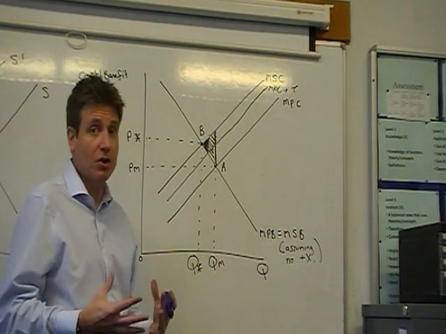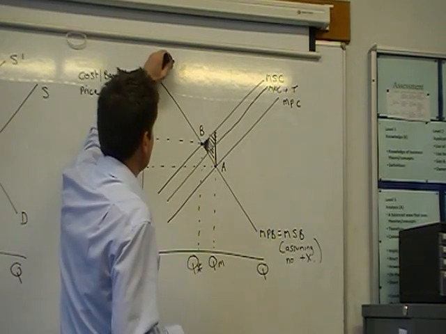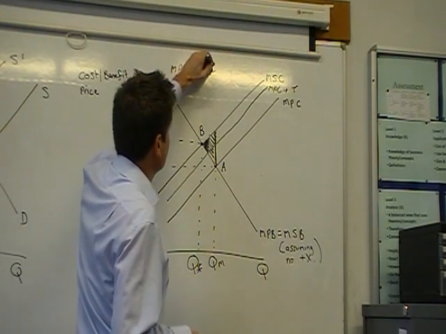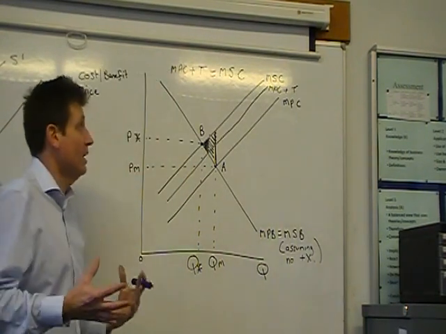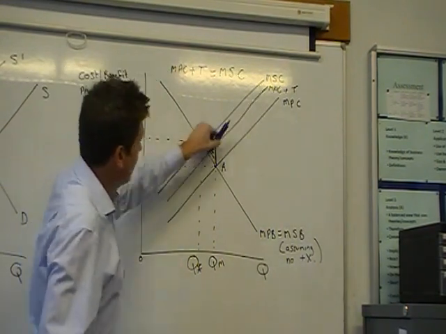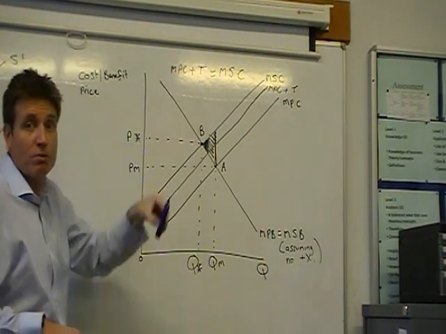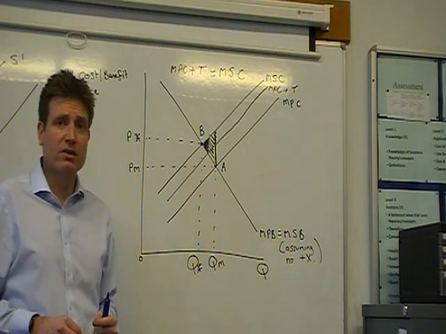To fully internalise it, what we would have to have is that marginal private cost plus tax is equal to the marginal social cost. Now in that case, instead of having this line here, you would just have one line here. And this would mean that the tax completely internalises the negative externality.